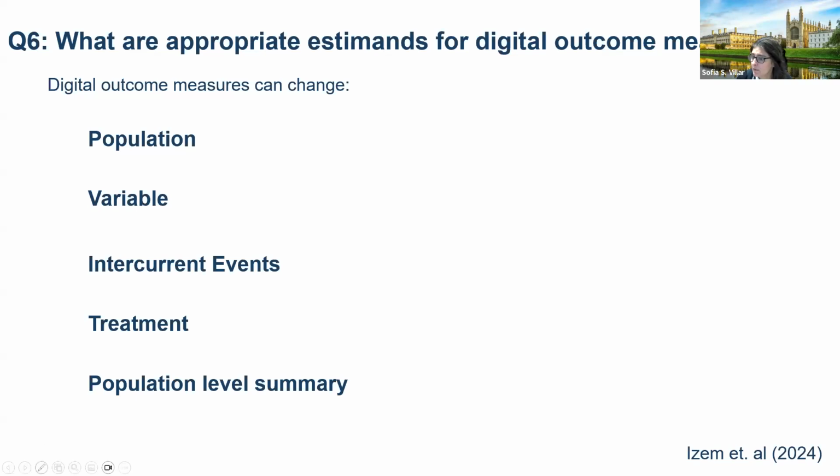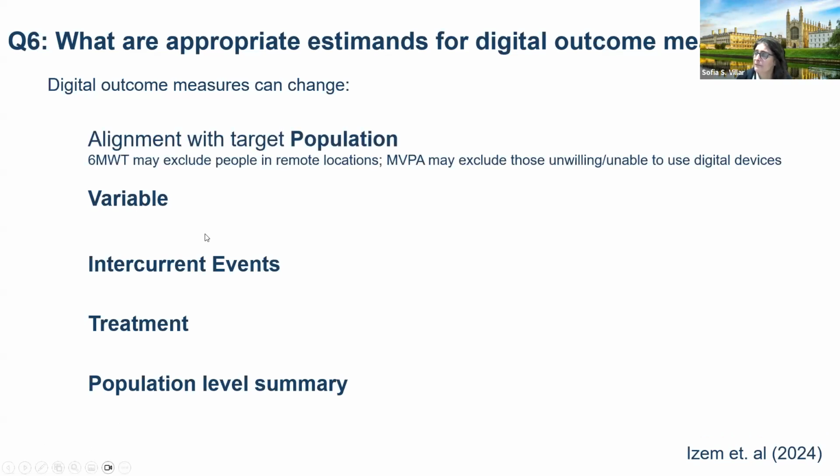So with the Bellerophon example in mind, and thinking of the 6-minute walk test as a traditional endpoint in comparison to MVPA, which is a digital version, one can think that that can affect the population in many ways. And this became apparent in our knowledge exchange event. 6-minute walk could exclude people in remote locations because it's an in-clinic type of outcome measure. So patients have to go to the clinic to have their 6-minute walk test measured. However, MVPA could also be excluding those that are unable or unwilling to use digital devices because of privacy concerns. So the population that we would be looking at could be different when we're moving from one endpoint definition to another.